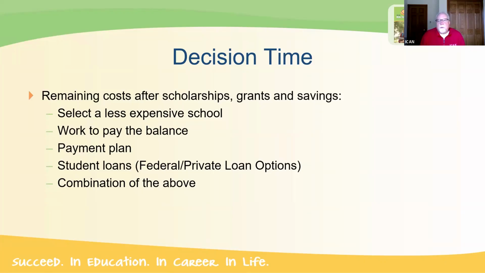So maybe the student really wants to go to a certain college. Maybe that college isn't offering enough financial aid. Maybe we can't afford that college. Maybe we go to another college that would be less expensive out of pocket. Work to pay the balance.